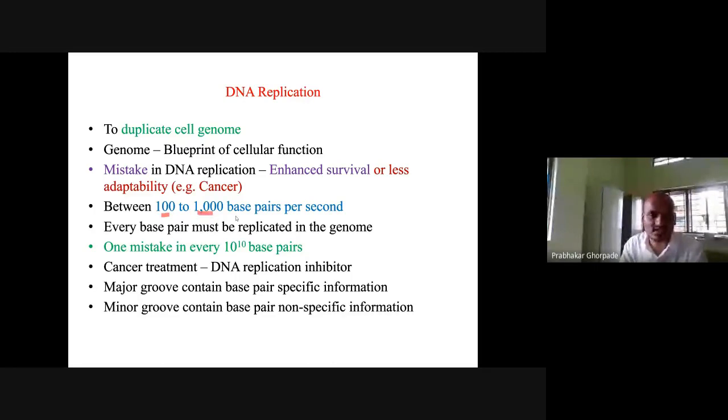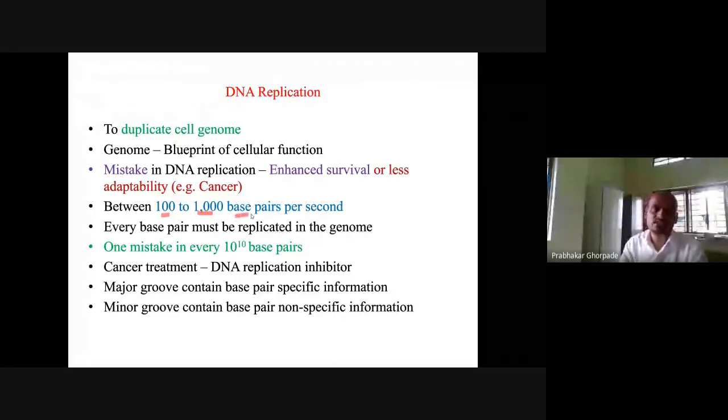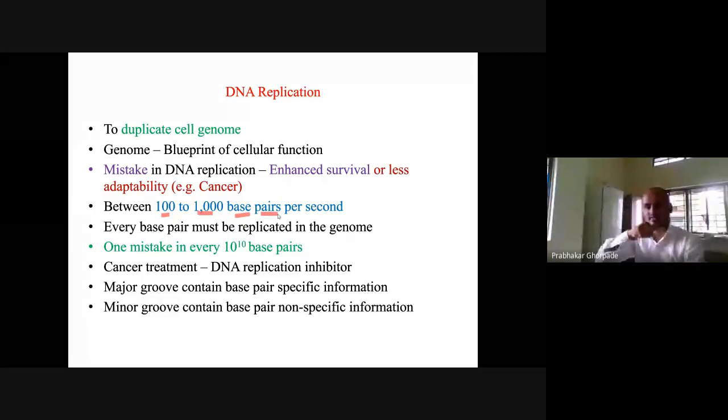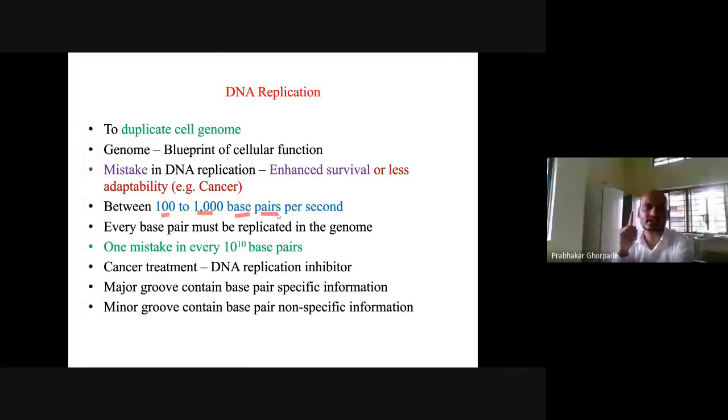Why are we saying base pairs, not bases? Because DNA is double stranded, so that is why we call it a base pair. And if we start the replication process, the polymerase enzyme comes and binds to this strand. Now it goes and adds the complementary base pairs on this strand. So in 1 second it can add 100 to 1000 base pairs.